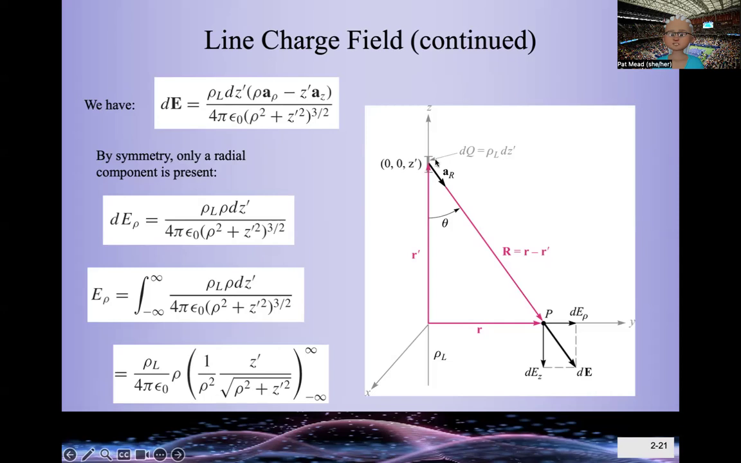That's the height it is above the z axis to the 3/2. Remember we talked about the magnitude being the square root of the component squared, and so when you cube it, you get to the 3/2. So that's what our dE is equal to, and we integrate over the entire z-axis from minus infinity to plus infinity. When you do that, you end up with this expression here.